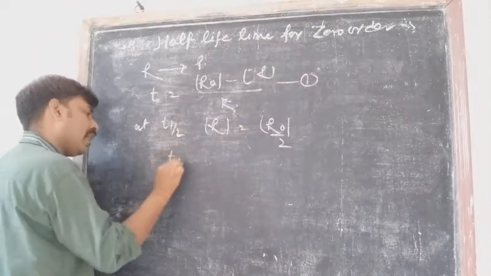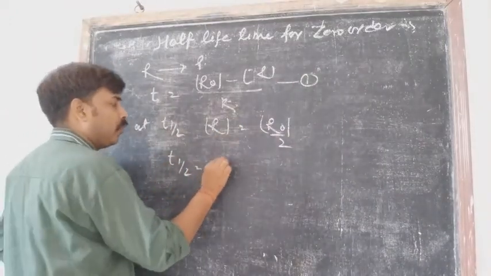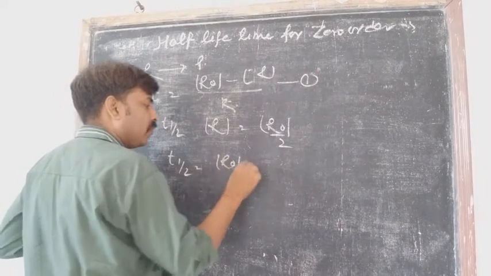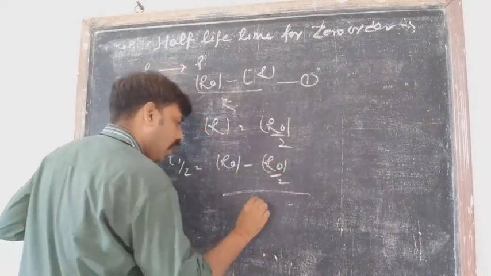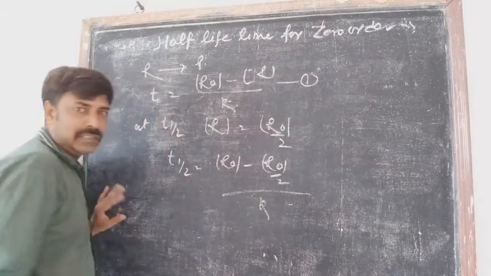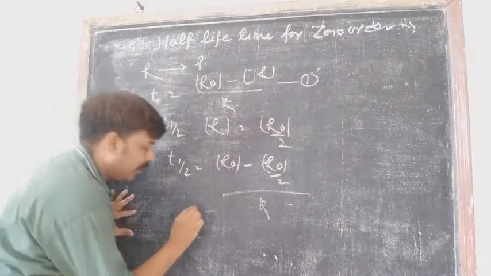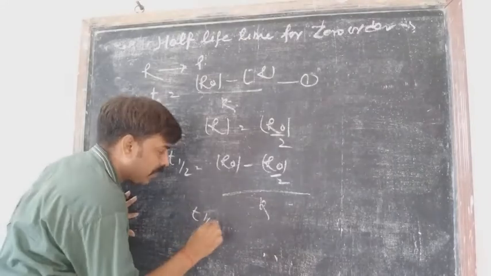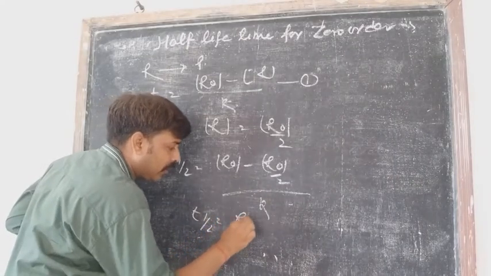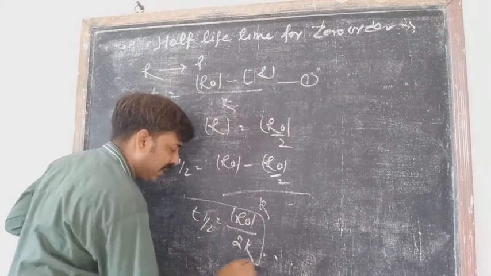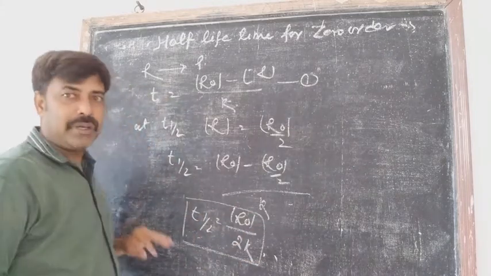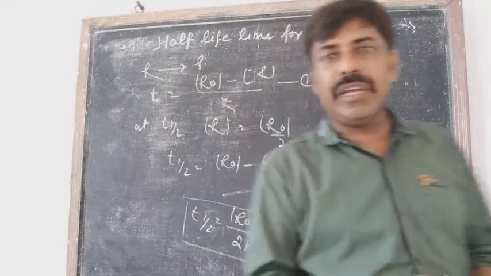So here t half equals R naught minus R naught by 2, upon k, and just by solving it we will get t half equal to concentration R naught by 2k, and this is the equation for the half lifetime period of the zero order reaction.